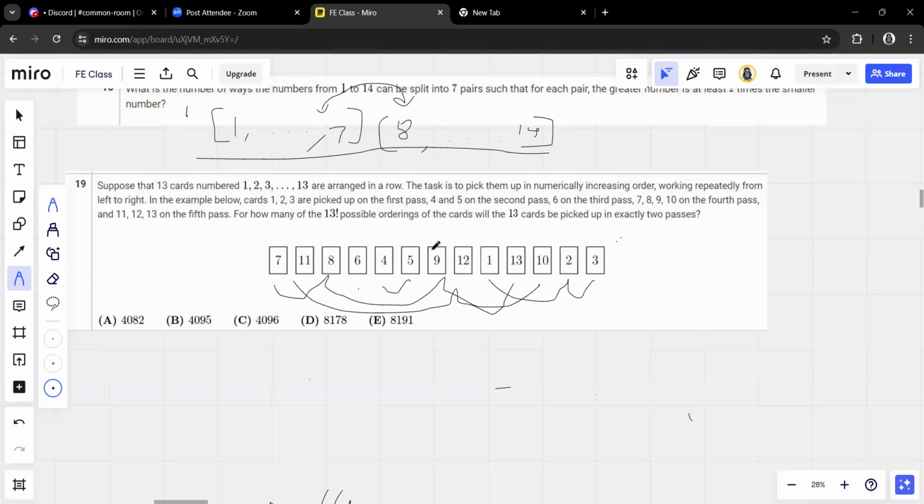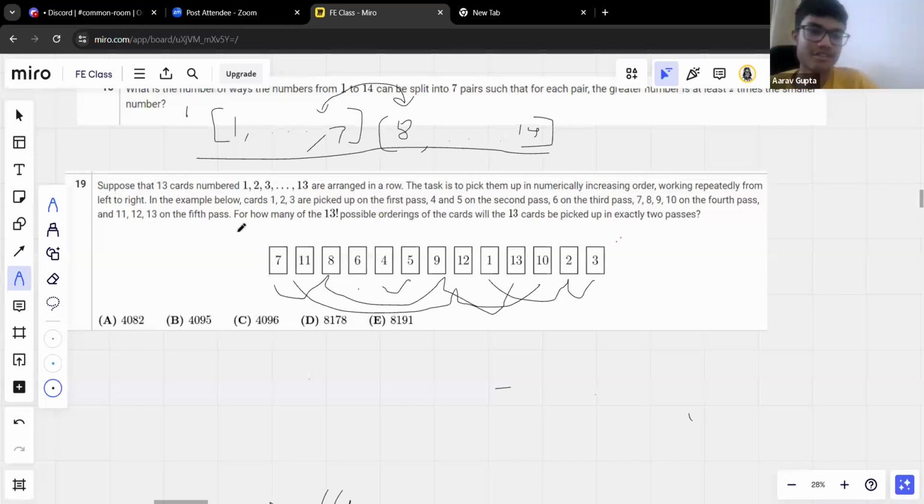Okay, got it. And of course, you want it to be possible for them to be picked up in 2 passes, but you do not want them to be able to be picked up in 1 pass.